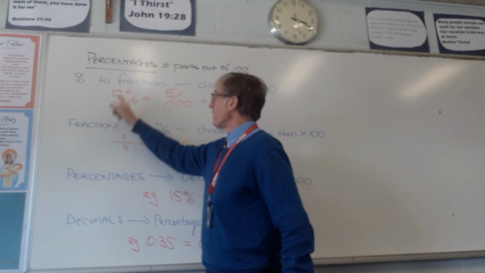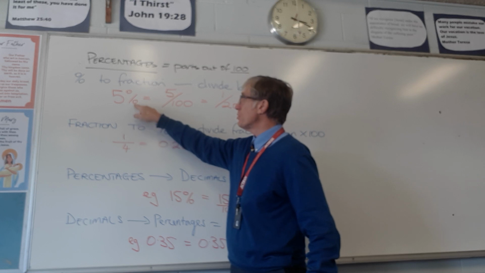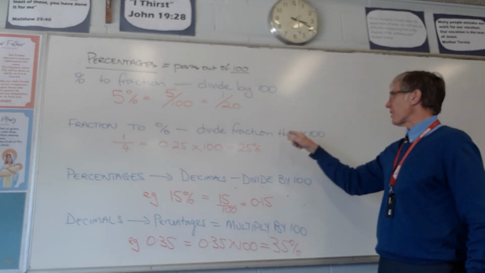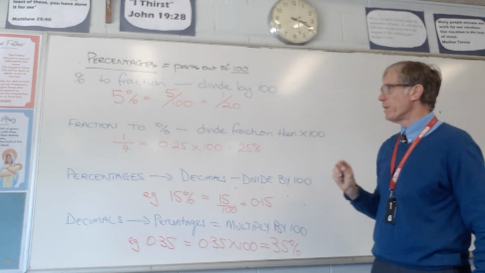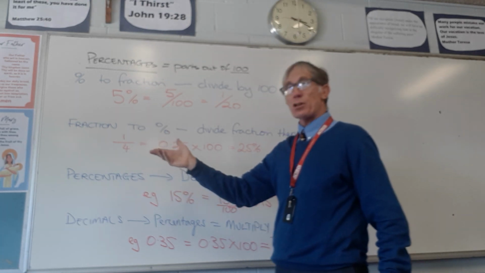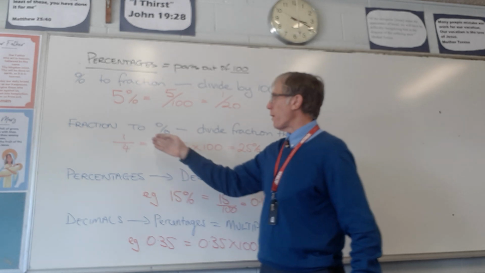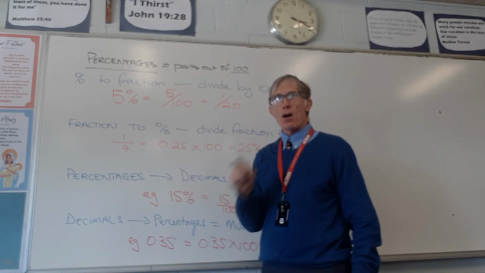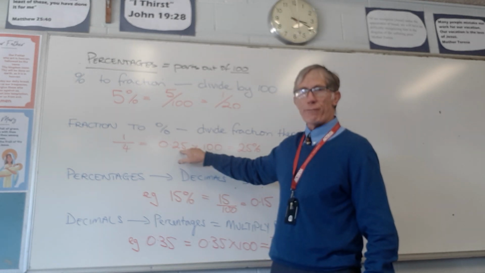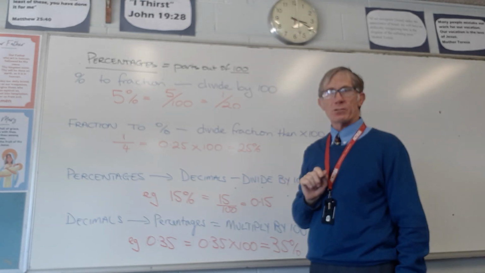If you want to go back the other way, take a fraction and convert it into a percentage, then what you do is divide the fraction and then multiply by 100. So if I had 1/4, a quarter, and I wanted to turn that into a percentage, I'd simply divide 1 by 4. So if you had 1/4 on your calculator, push Control and Enter, and that would tell you it's 0.25, and then you'd say times 100, and that would give you 25%.